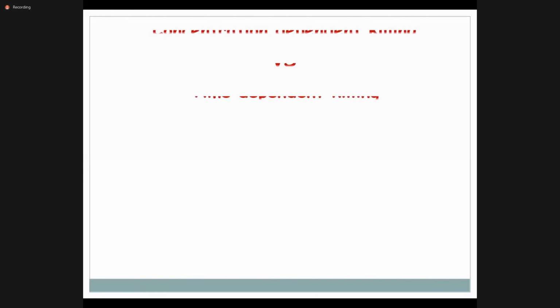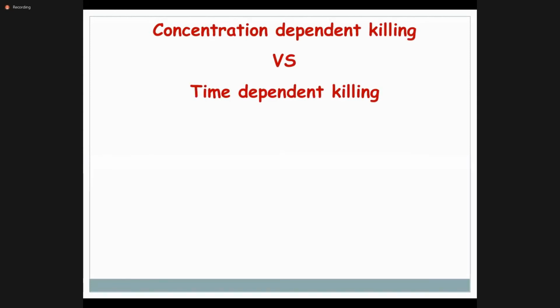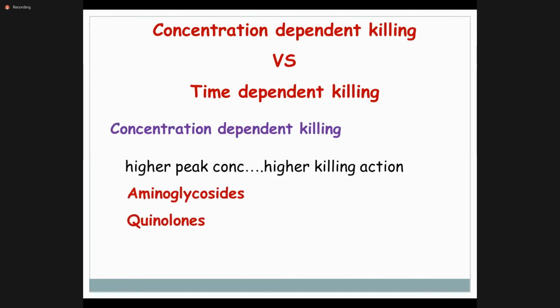Now there is another term that we use related to antibiotics: concentration dependent killing versus time dependent killing. Concentration dependent killing, as the name indicates, means higher peak concentration, higher killing action. The key examples are aminoglycosides and quinolones. These are the two important groups, and you must remember these examples.